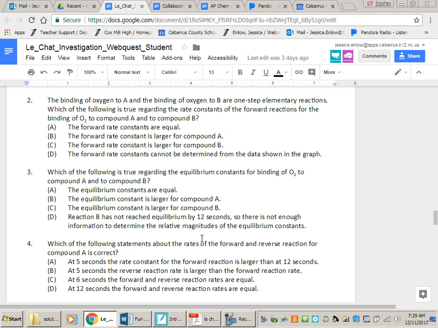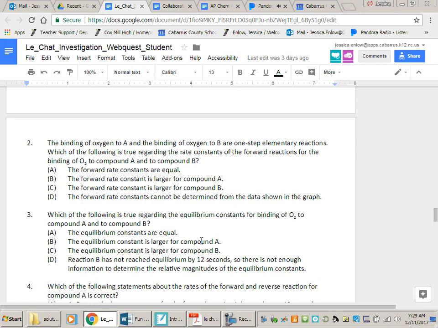Number 3. So we're looking at equilibrium constants. So raise your hand. A, B, C, D. All right, you can participate in my survey, guys. I don't want to go over homework if you're not going to help me out here. A, B, C, D. Okay, so most of us said B, majority rules, it is B. How can we view that from the graph? I'll pull the graphs back up. So the equilibrium constant for compound A is larger.